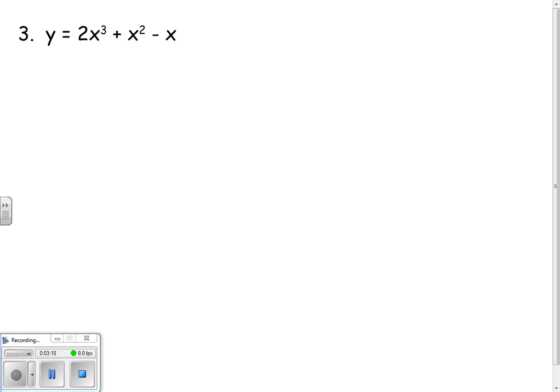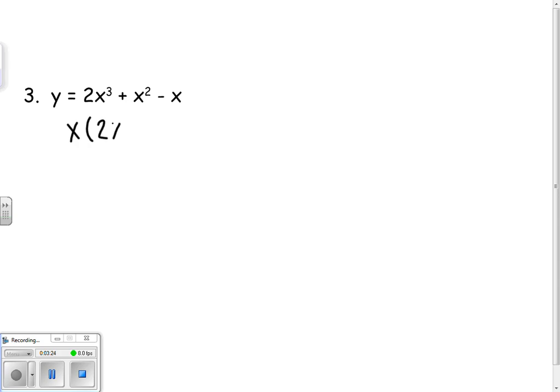Number 3, I see a GCF of x here, so I'm going to start by taking that out. If I pull an x out, I'm left with 2x squared plus x minus 1. Be careful with that minus 1 on the end. But to factor that further, this is one of those guess and check ones that I'm sure you loved so much from chapter 4. I know that it has to start with a 2x and an x, and the only factors of 1 are 1 and 1, so that helps.